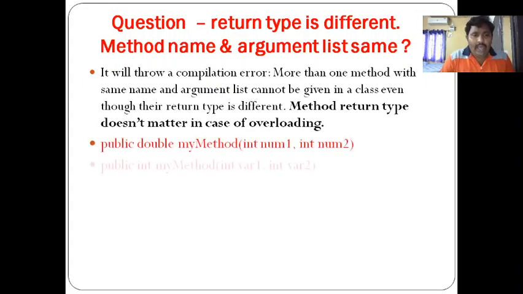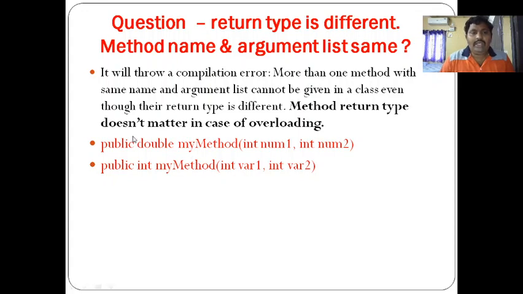Here I have the method myMethod, which is accepting the same parameters. Here I have an integer, here also an integer. So both the parameters are the same, the method name is the same, and you may think that by just changing the return type, for example here myMethod returning an integer, here returning a double, we can achieve method overloading. No, method overloading is not possible by just changing the return type.